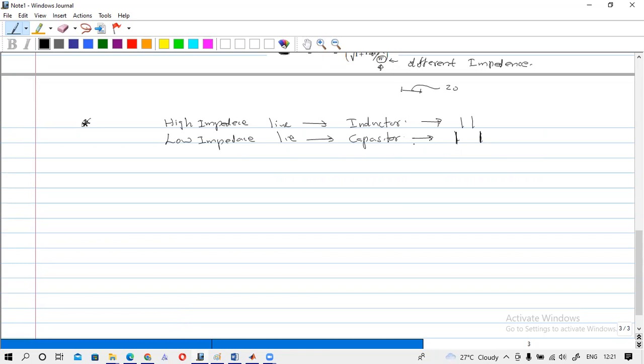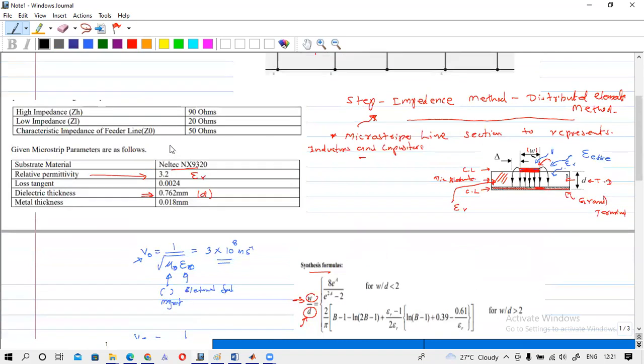Okay, so we will see that. First we have to assign some appropriate impedance values for these inductors and capacitors. Here we are given the data: we are asked to use a high impedance value of 90 ohm, a low impedance value of 20 ohm, and the characteristic impedance of the feeder lines is 50 ohm. So we are given all the required impedance values.